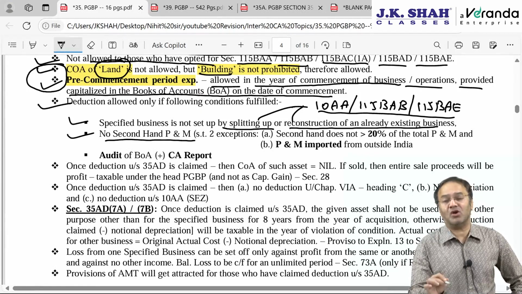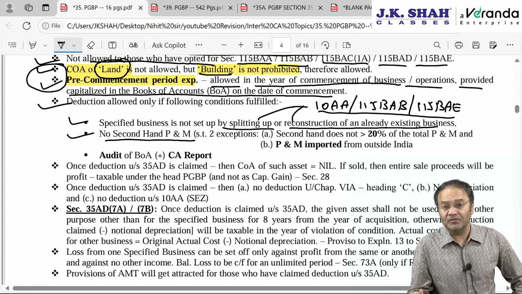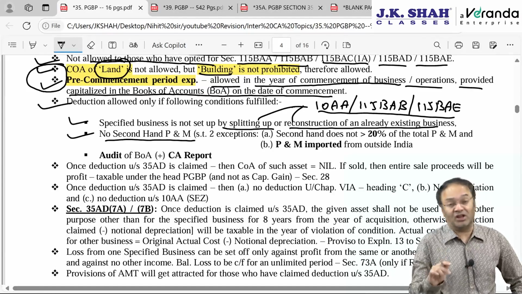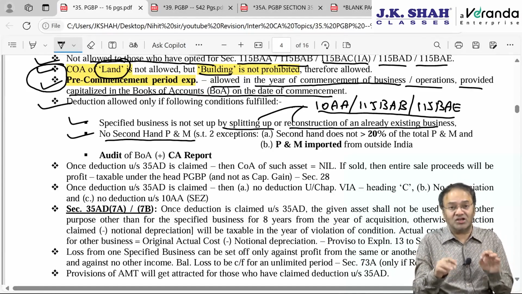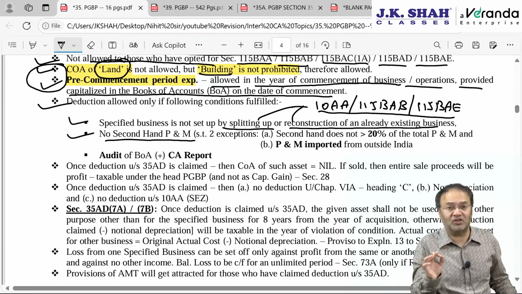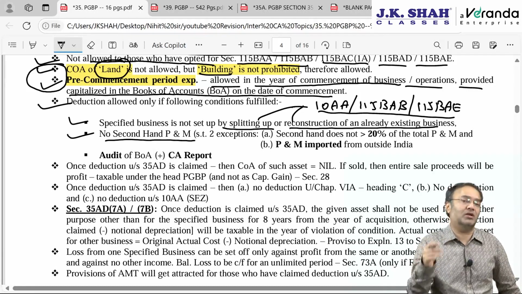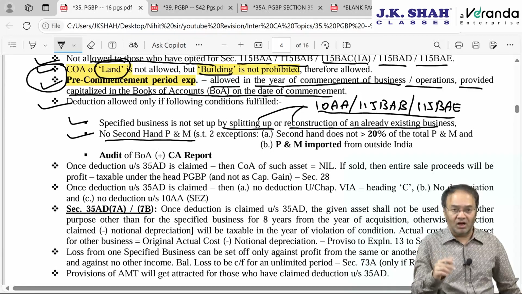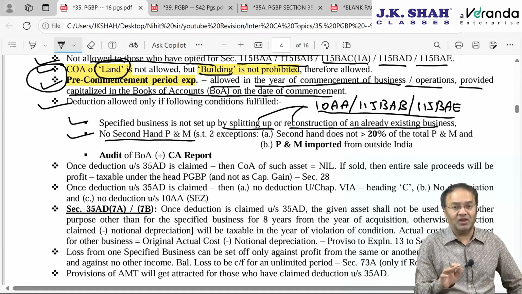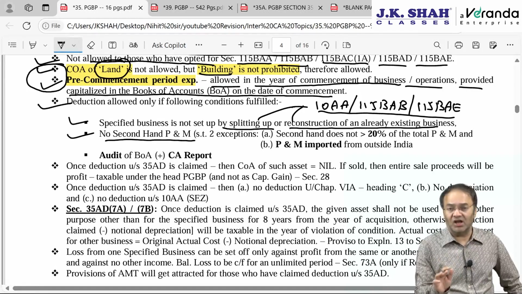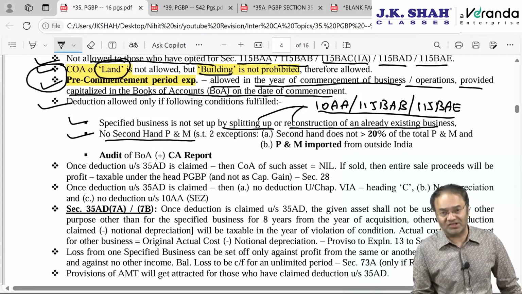Second hand plant machinery not eligible, just like section 32(1)(iia), additional depreciation on new plant machinery. Remember, everywhere, wherever there is a prohibition with regards to second hand, it is always with regards to plant and machinery, no other asset. Building can be second hand, other assets can be second hand, furniture fitting can be second hand, but plant and machinery should not be second hand.